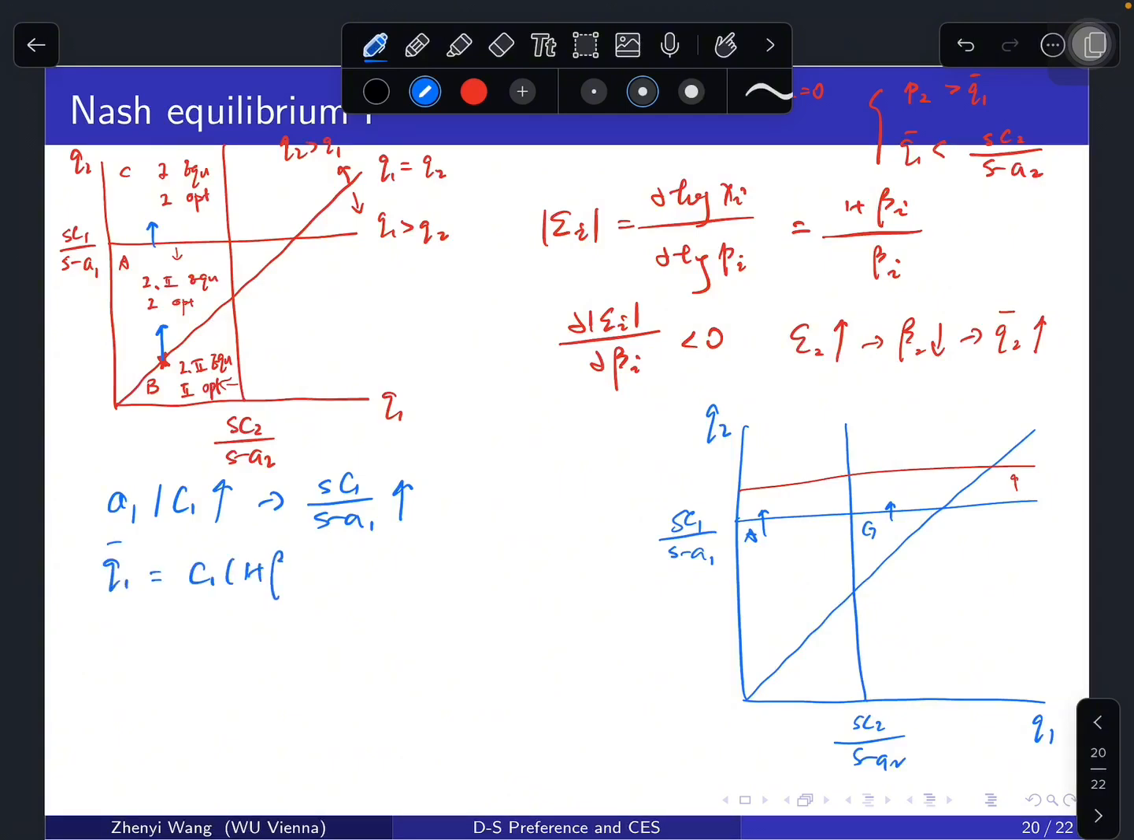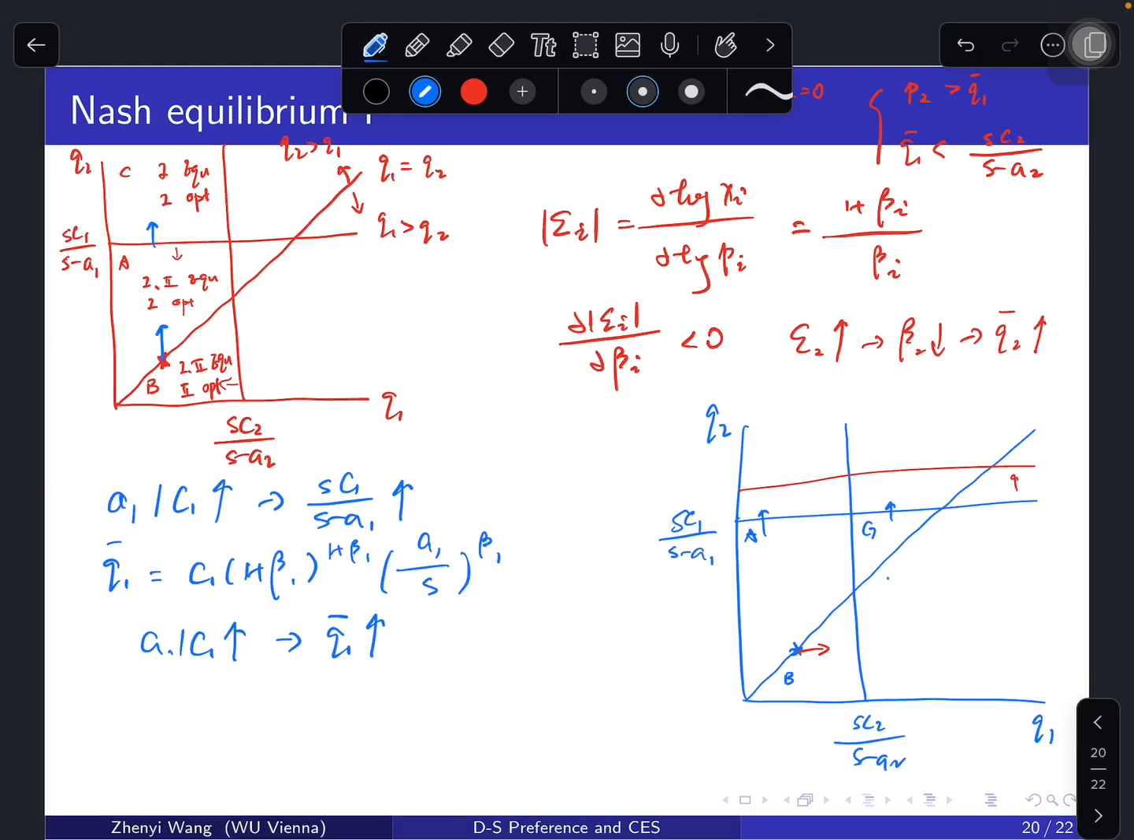On the other hand, we know that Q1 equals C1 multiplied by 1 plus beta 1, to the power of 1 plus beta 1, multiplied by this term. So if A1 or C1 increased, it will lead to an increase in Q1. So again, let's start from the 45-degree line. Now, if A1 or C1 increased, the equilibrium point will shift to the right because Q1 is increasing.